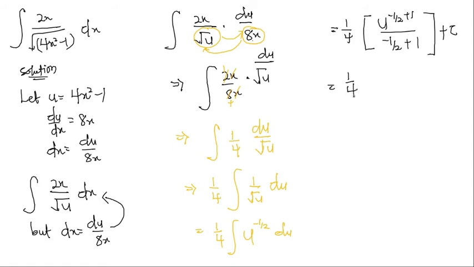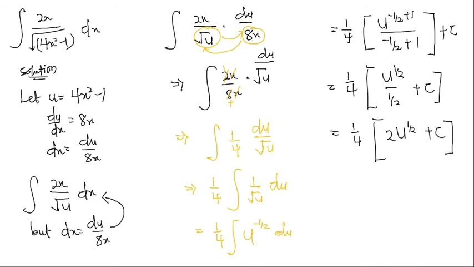So we have 1 over 4. Then this becomes what? U power half on what? On half plus c. So this is equal to 1 over 4, and we have u power half. If I bring this to the top, it becomes 2, then plus c. So 1 over 4 multiplied by 2, we know the 2 going to itself is 1, it will go here 2. So we have 1 over 2 u raised to the power half plus c.